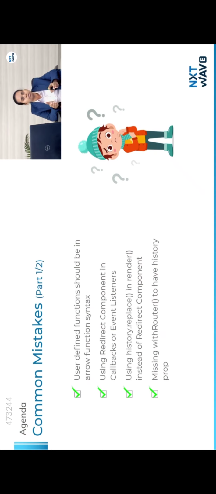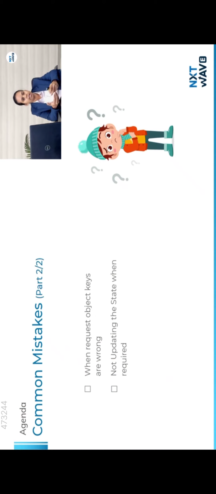Because the redirect component returns JSX. In render, we have to return JSX, so we make use of the redirect. And in case of callbacks and event listeners, we make use of the history, right? Then we also understood that when we are trying to access the history prop, if the component is not a route component, then we have to use withRouter. Only then we'll be able to access the history prop.